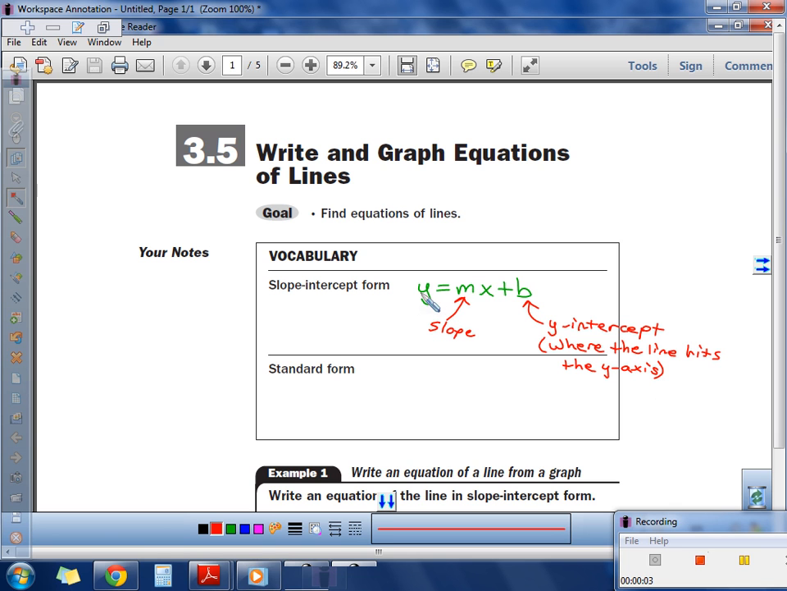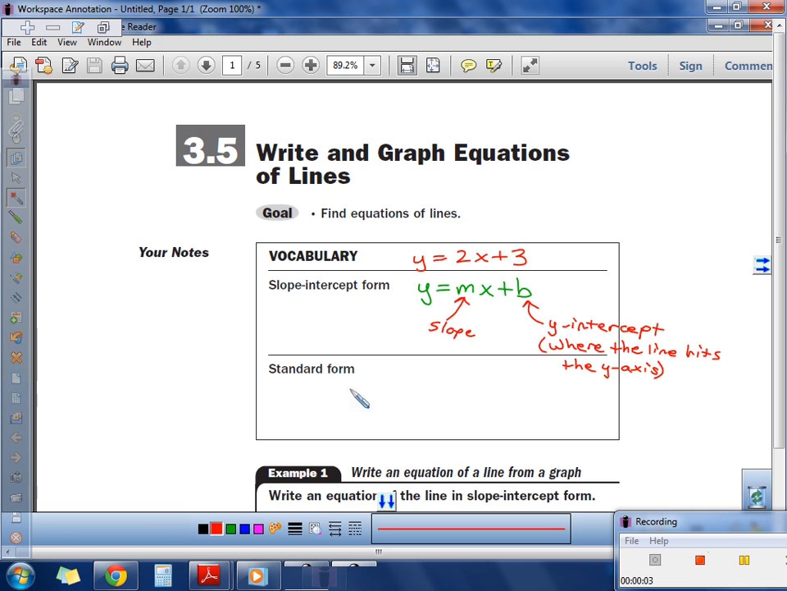The x and the y are not going to change. They're still going to look like x and y. For example, you're going to have an equation that looks like y equals 2x plus 3. That's an example. Notice, the m will be a number, the b will be a number. Your x's and y's will stay the same.